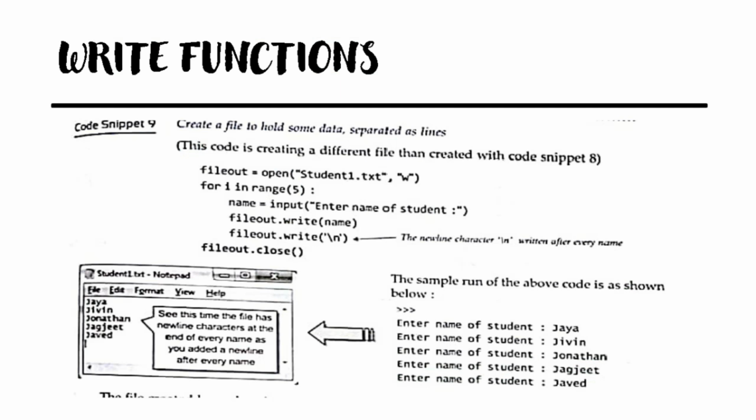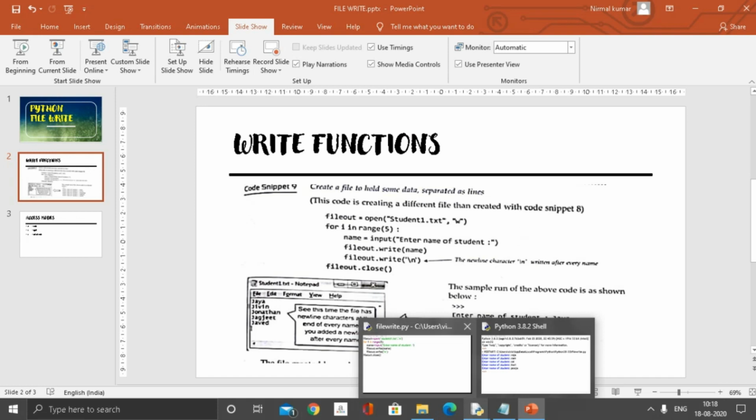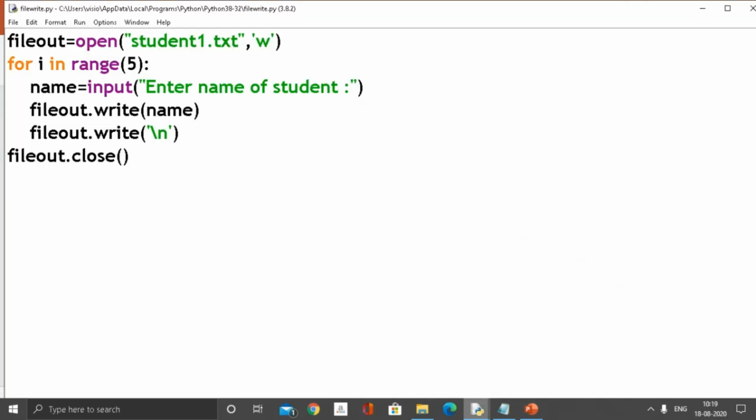Now I am going to show you this concept in the Python editor. So I am taking the Python editor here, and in that I have typed the coding. File out equal to open student1.txt comma w. The name of the file which I am going to create is student1.txt, which is an already existing file, and here we will see how the contents will be overwritten now. Then w I am going to give it in the write mode, and file out is the stream object. For i in range of 5, so it will be accepting 5 data.